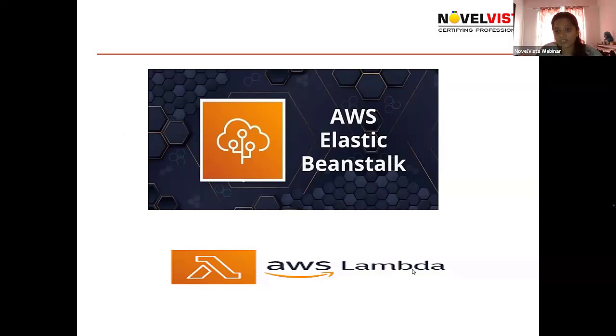And Lambda, as we already discussed, is serverless coding, where we can write code and execute it without server management. That is another service provided as a platform by AWS. Now, next thing.